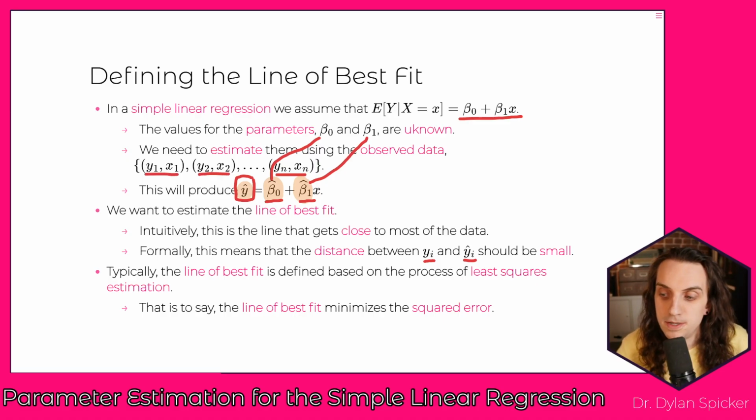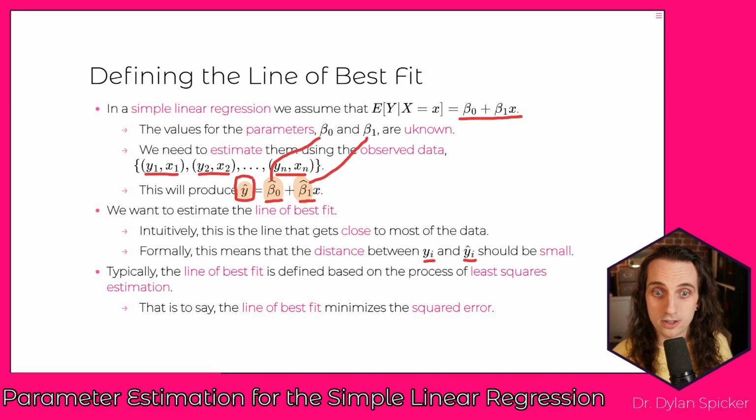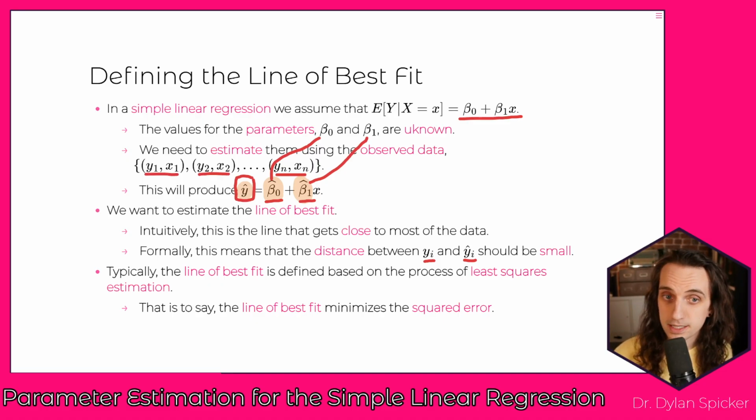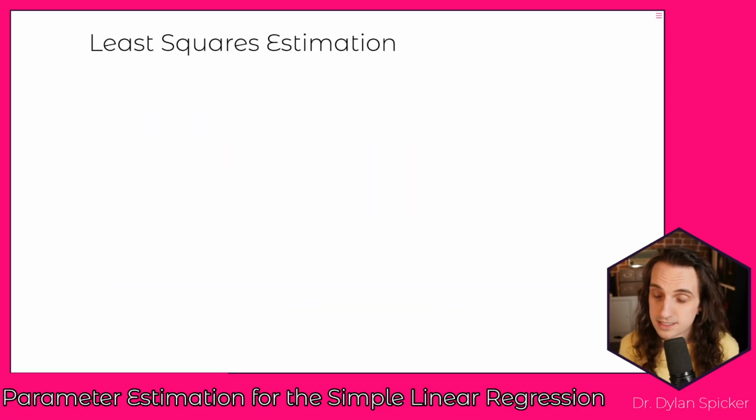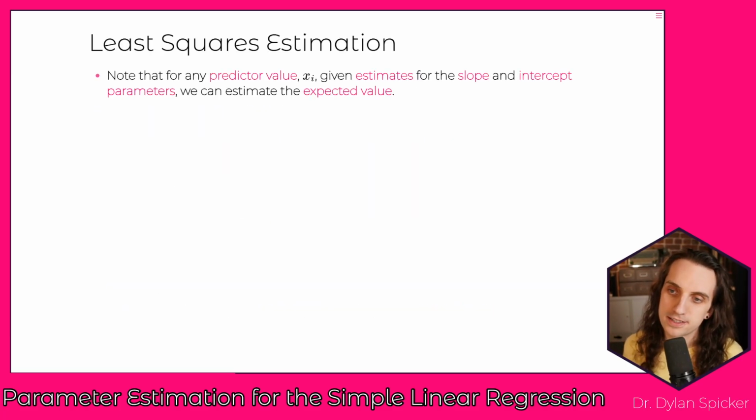Specifically, it's going to minimize what we call the squared error. So instead of just thinking about how far is yi from yi hat, what we're going to think about is how far is that distance, but we're going to square it, and then we're going to say how small can we make that distance overall, right? And the line that's going to make that distance the smallest that it could possibly be, that's going to be our best possible line.